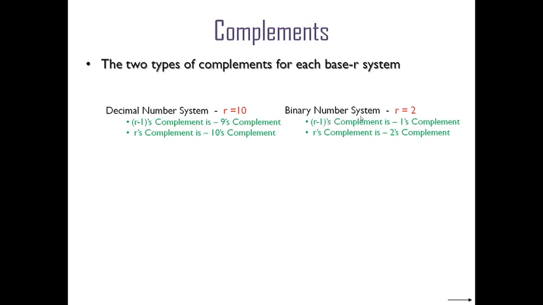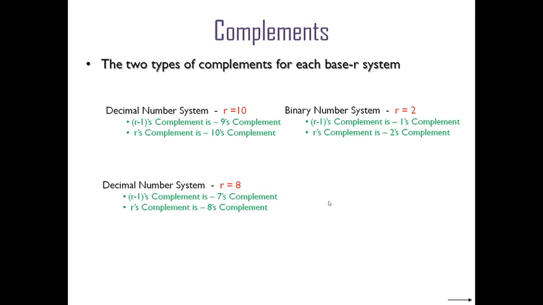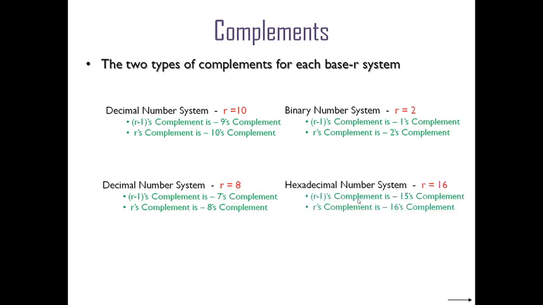Similarly, in case of binary number system R equal to 2, the R minus 1's complement is 1's complement and R's complement is 2's complement. For octal number system R equal to 8, the R minus 1's complement is 7's complement and R's complement is 8's complement. And finally for hexadecimal number system, the base or radix is 16, so R minus 1's complement is 15's complement and R's complement is 16's complement.